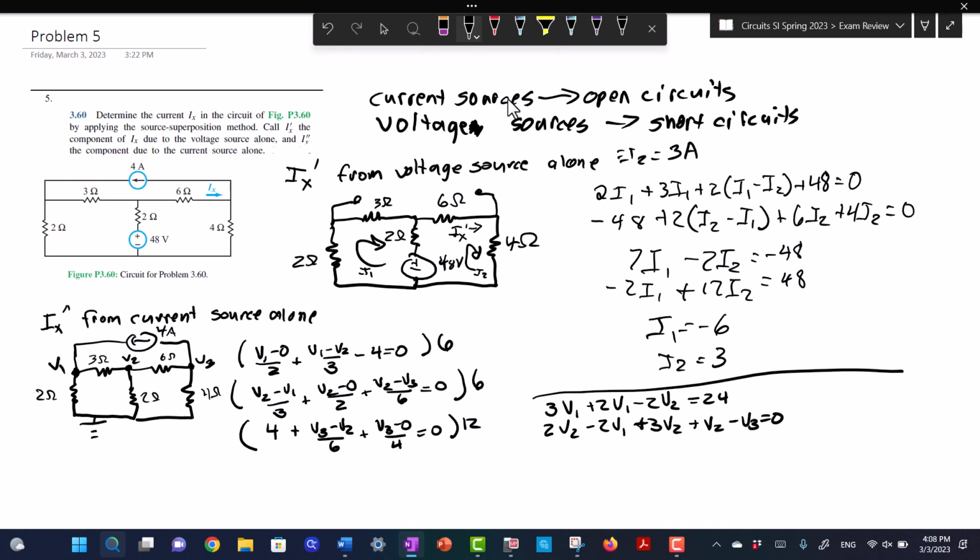And I'll multiply the bottom one by 12. I'll take the 12 times 4 to the other side as a negative 48. And then I have 2V3 minus 2V2 plus 3V3 equals negative 48.